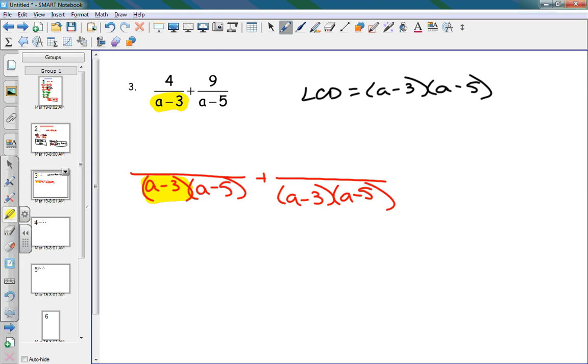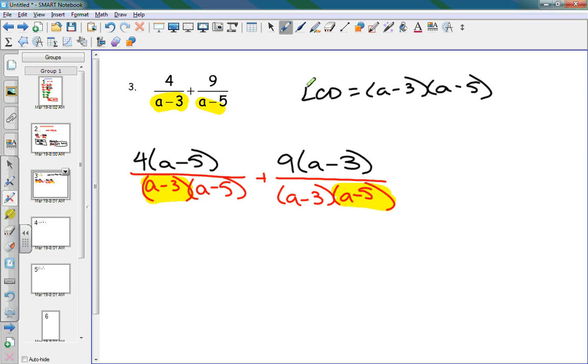What did I tack on to that denominator? So once you do the bottom, that means I drop down the 4 and I multiply by A minus 5. Go to the second one. I have an A minus 5 and an A minus 5. What did I tack on to it? So I drop down the 9 and I'm going to have A minus 3. Does everybody understand where those terms all came from?